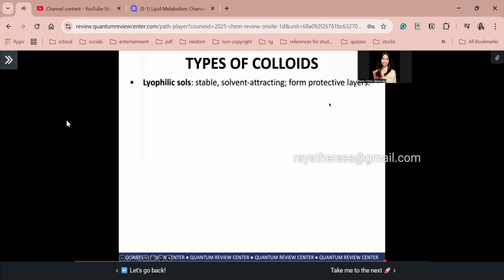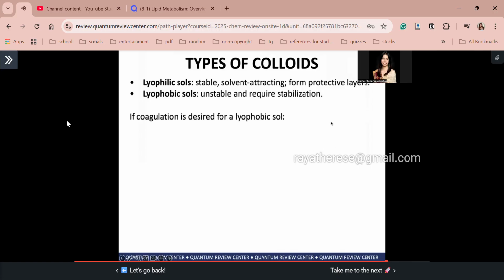So here we also describe these two types of liquid sols. So first we have the lyophilic sols. Again, they are stable, solvent attracting, and they form protective layers. Well, lyophobic sols, they are unstable, therefore they require stabilization. Okay? So guys, for example, we have a lyophobic sol.